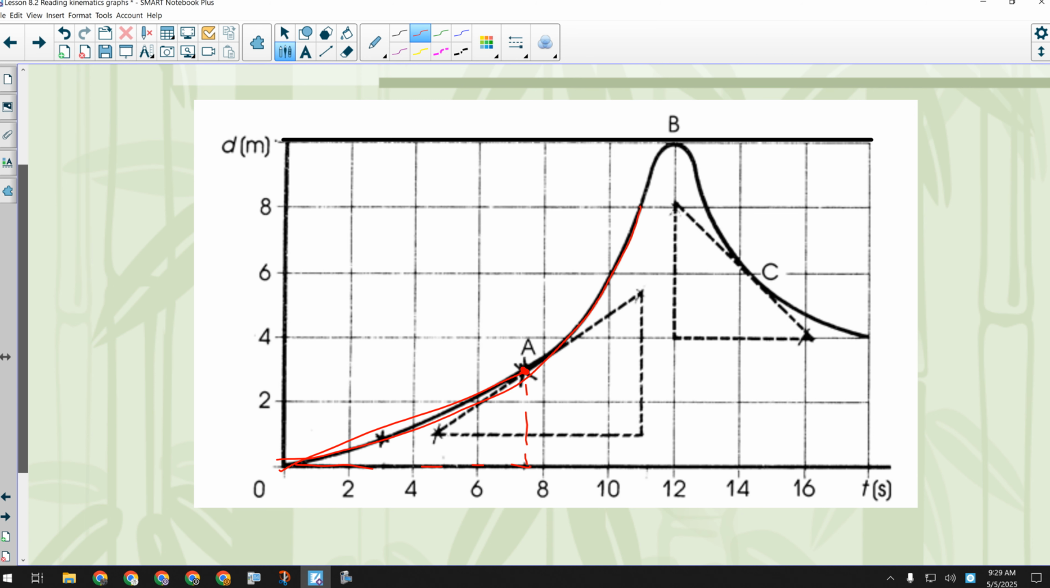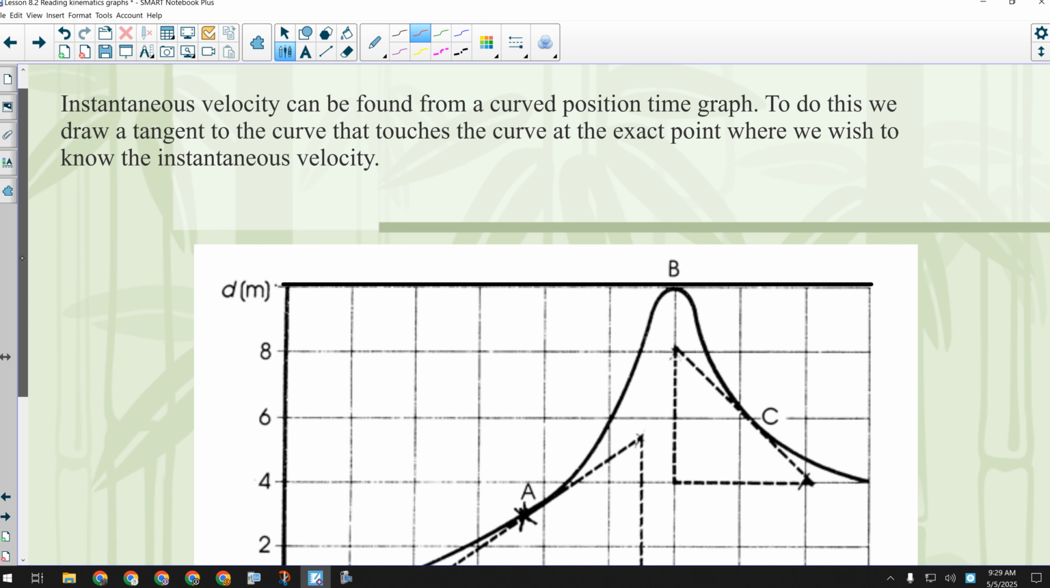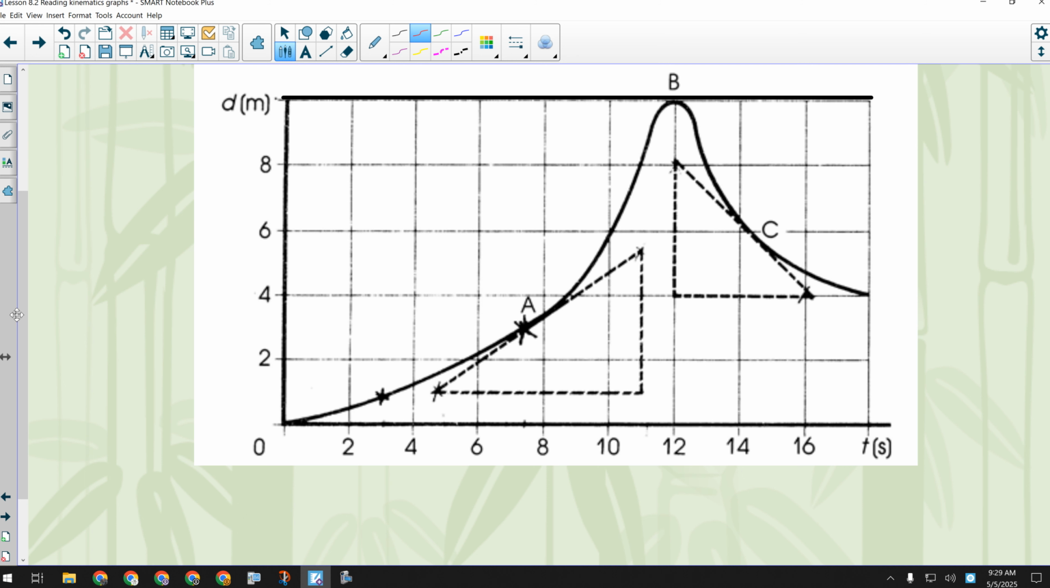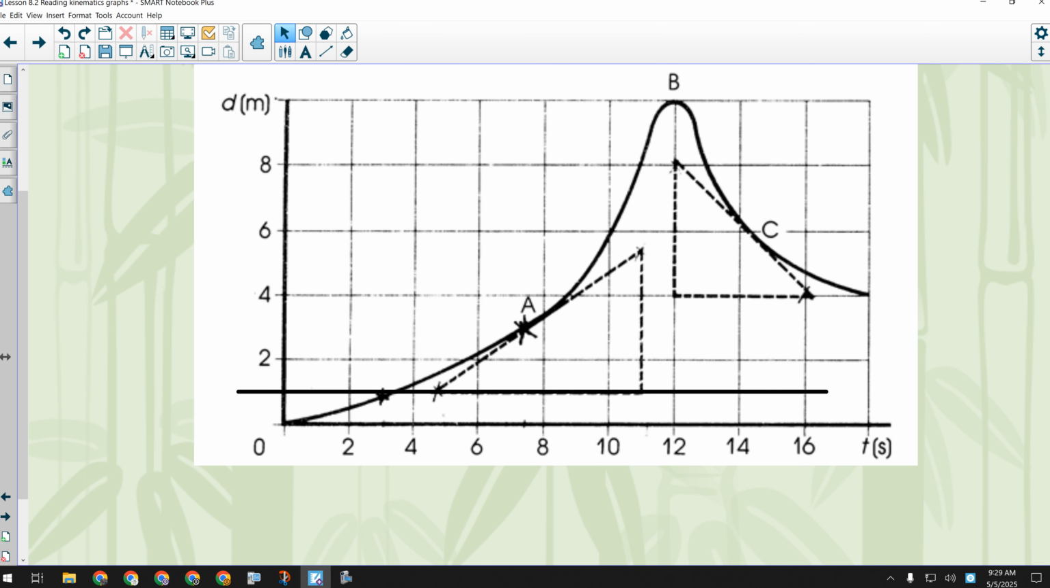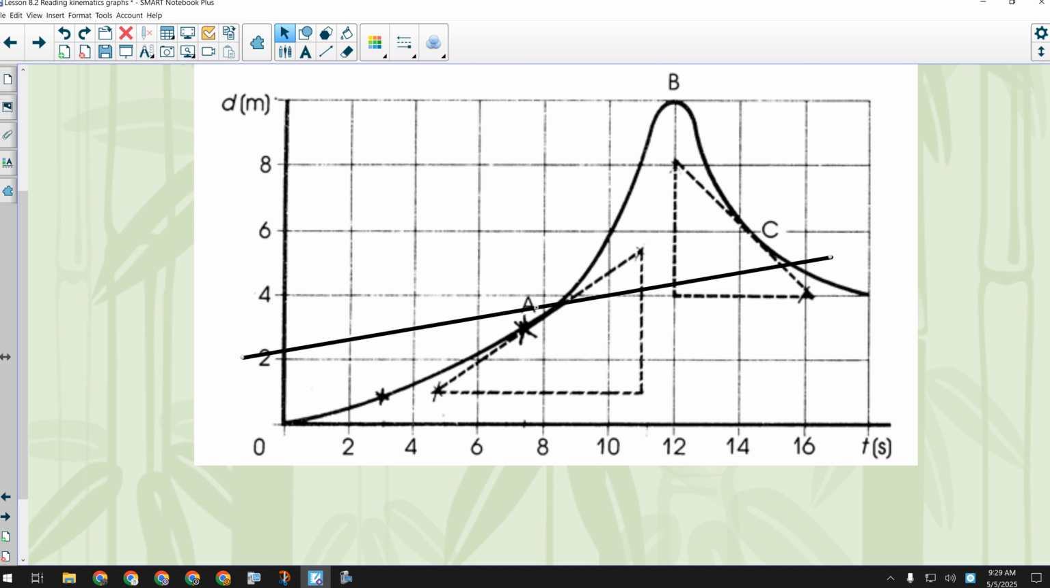So, to a mathematician, to calculate the instantaneous velocity simply means if I draw a line on here, and I make that line so that it is tangent to the curve, so it just touches the curve at that point.